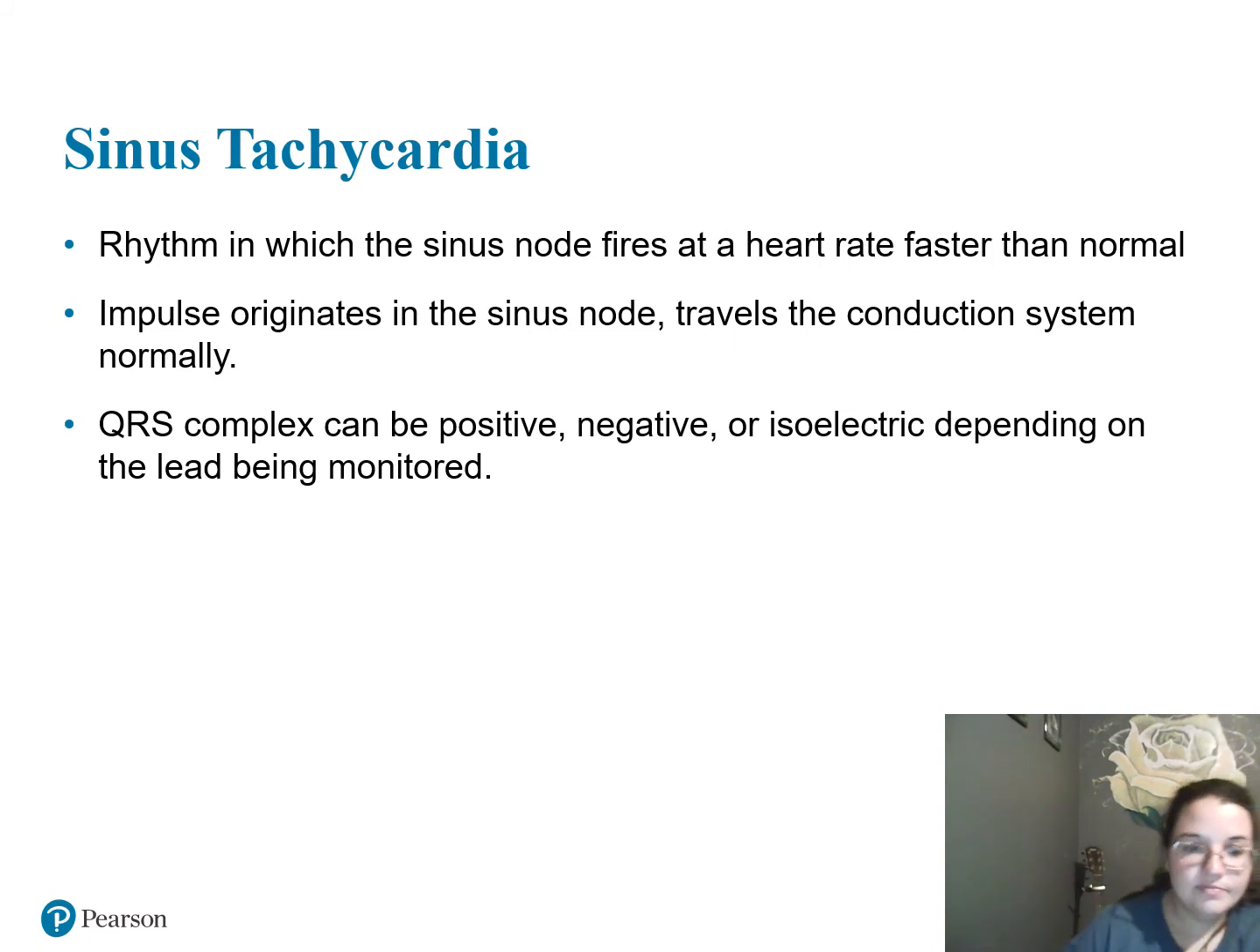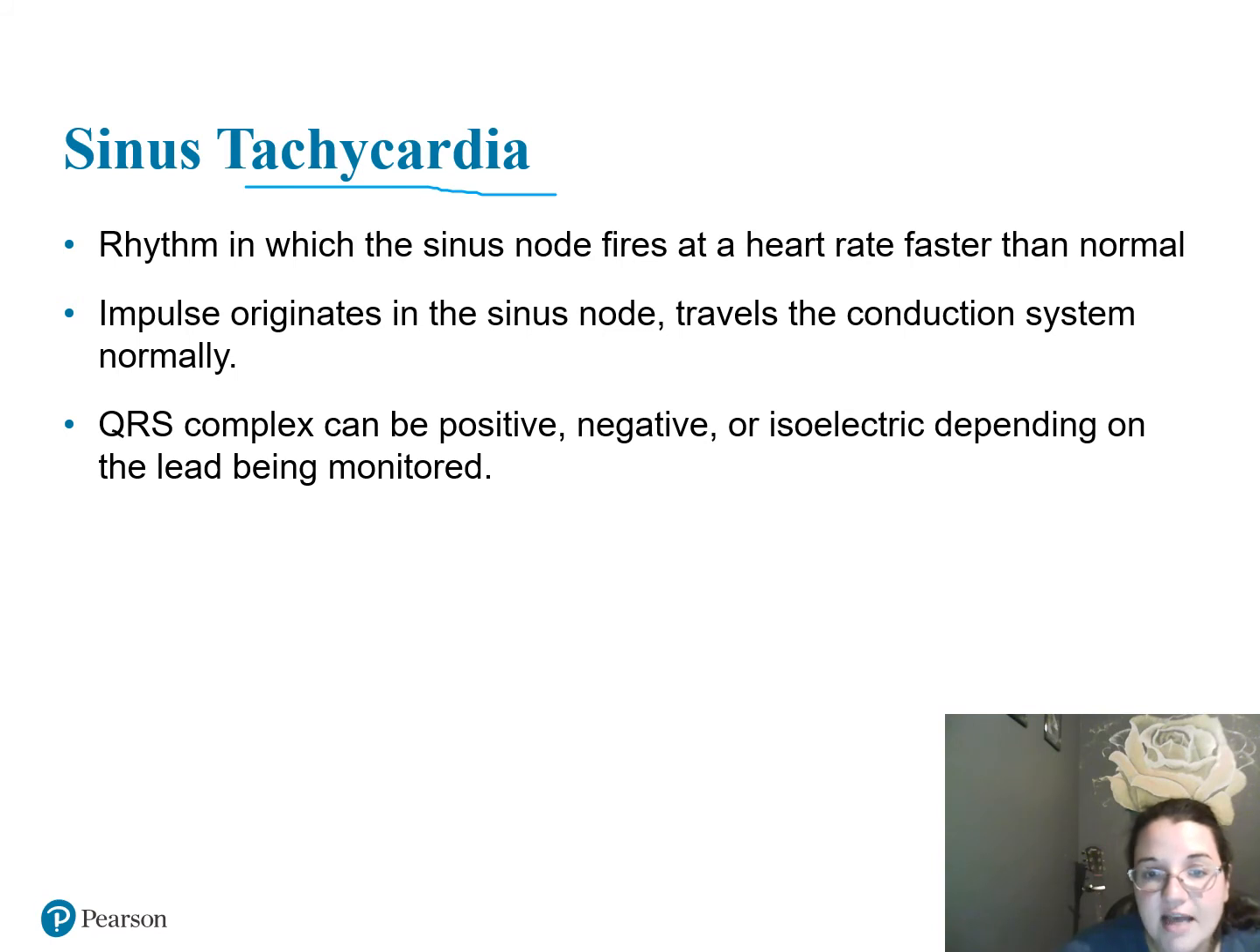All right, third rhythm. You need to be making note cards because now we're already on your third rhythm. And like I said, at the end of this, you're going to have memorized 33 rhythms. So a sinus tachycardia, right here, is a rhythm within the sinus node that fires or sends off an impulse at a heart rate faster than normal. What was that normal heart rate again? 60 to 100 beats per minute. The impulse originates in the sinus node and travels the conduction system normally.